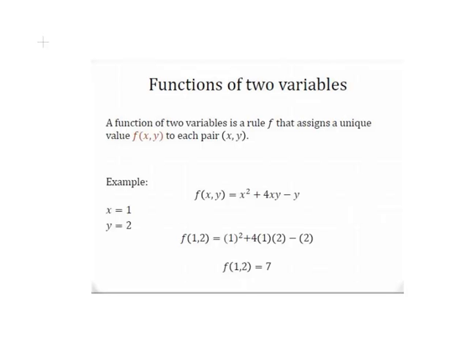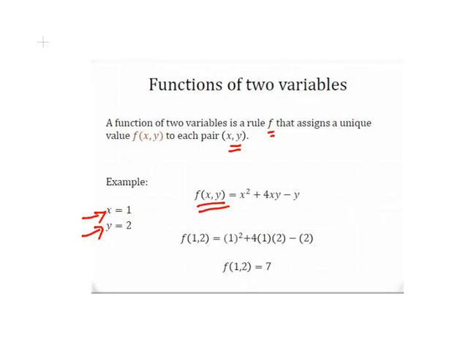So in this presentation we're going to look at functions of several variables, although in this case it's specifically two variables. The variables are going to be x and y. A function of two variables is a rule f that assigns a unique value f of x and y to each pair x, y. So suppose here we have x equal to 1, y equal to 2, and this is our function: f of x and y is x squared plus 4xy minus 2.